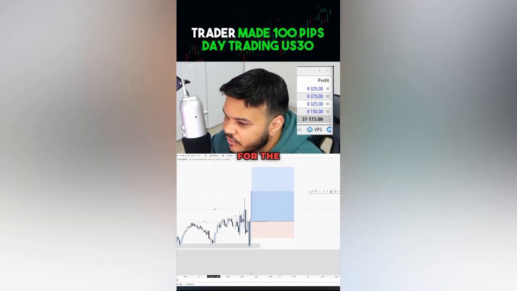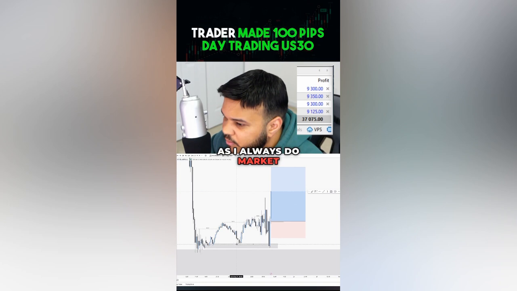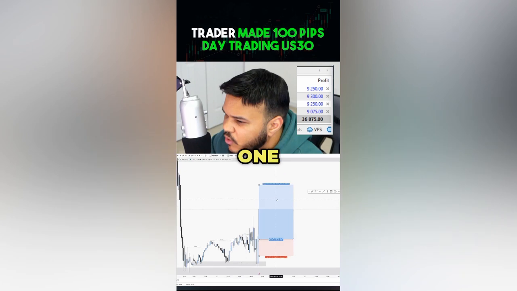So what I did is just wait for the market to grab liquidity, as I always do. Market grabs liquidity, goes to this order block on 15, and then I wait for a break. I'll put a 50 pip stop loss, and now I'm going to go for 1 to 3.